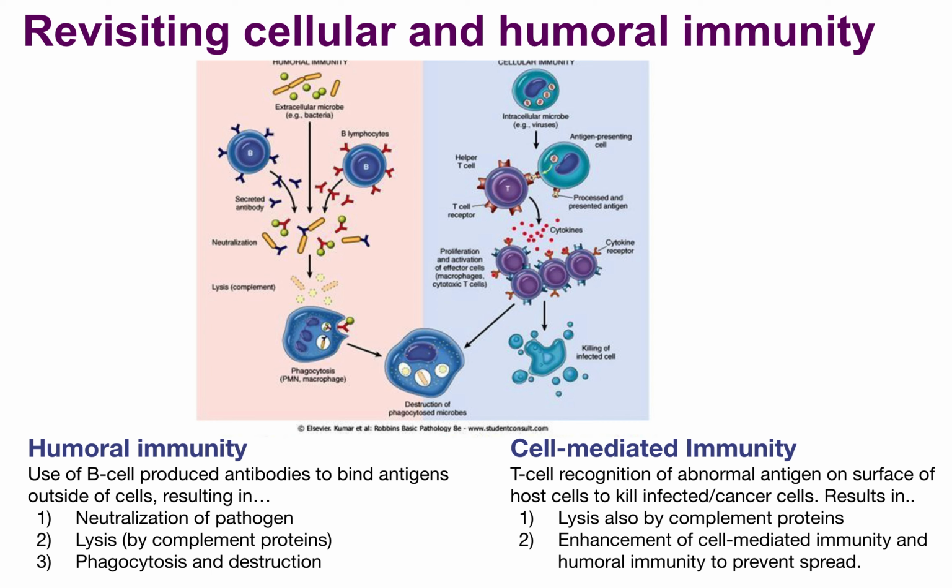Okay? With cell-mediated specific immunity, you have your T cells recognizing abnormal antigens on the surface of your cells that are either infected or cancerous. And it's going to then result in lysis, also by proteins, in this case, proteins like perforin. And it's going to help result in enhancement of cell-mediated immunity and humoral immunity overall to help prevent spread.